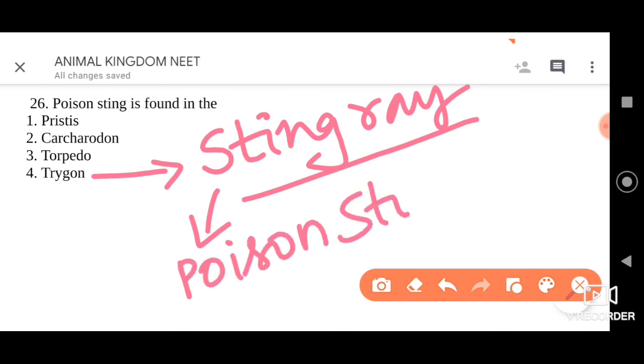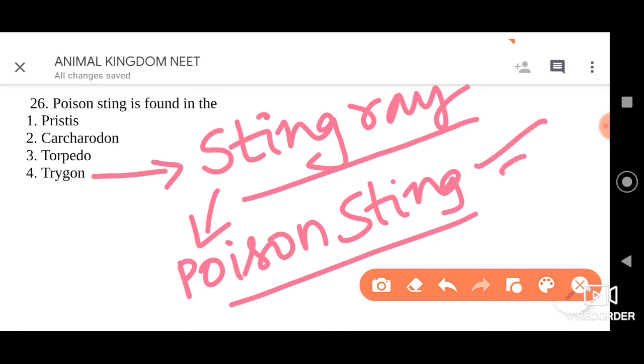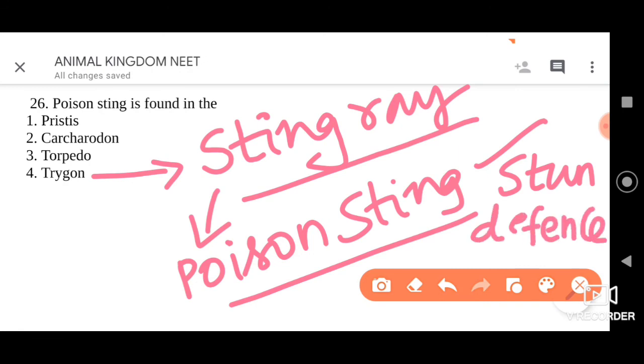This poison sting is used to stun the prey and also as defense against predators. Two aspects, remember. So Trigon is commonly called a stingray. It has the presence of poison sting. So please go for option 4, that is Trigon. That is your right answer.